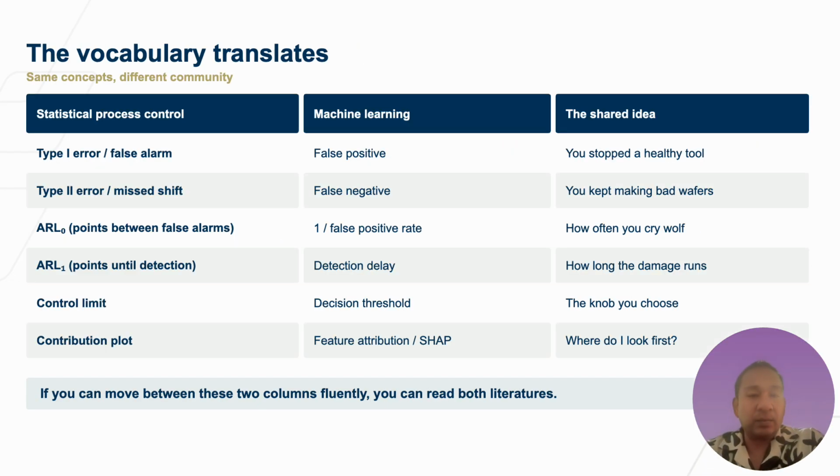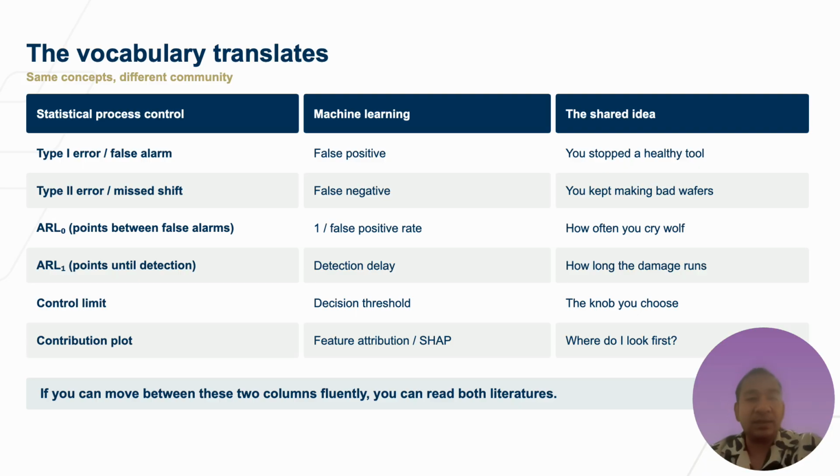The vocabulary translates row by row. Two communities, same concept, different words. Type 1 error is a false positive, you stopped a healthy tool. Type 2 error is a false negative, you kept making bad wafers. ARL 0, points between false alarms, is 1 over the false positive rate. How often you cry wolf. ARL 1, points until detection, is detection delay, how long the damage runs. Control limit is a decision threshold, the knob you choose. The contribution plot is feature attribution or SHAP. Where do I look first? With the same caveat on both sides.